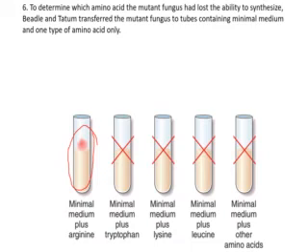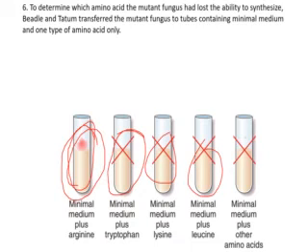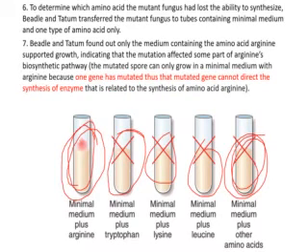So this is the test tube with minimal medium with arginine, and then a test tube with minimal medium and tryptophan, lysine, leucine, glutamic acid. There are many other amino acids, right? So what was the outcome? Beadle and Tatum found out that only the medium containing the amino acid arginine supported growth, and this indicates that the mutation affected some part of the arginine biosynthetic pathway.